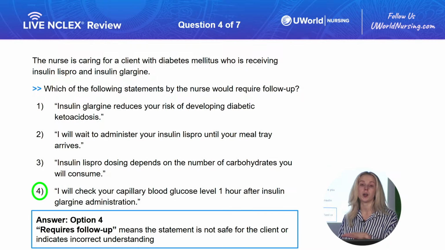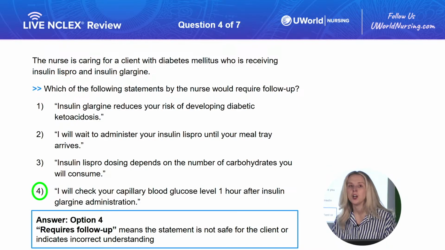This is true. We want to maintain a consistent carbohydrate intake, which is going to help dose our insulin as opposed to doing a lot and then a little and having those peaks and valleys. We want to keep it in the middle, nice and consistent. Alrighty, so option 4 was our correct option.